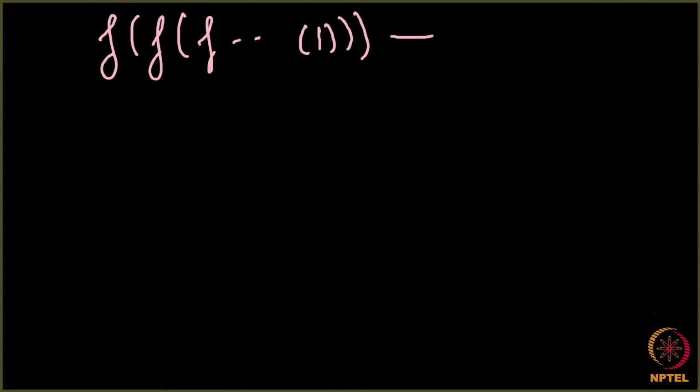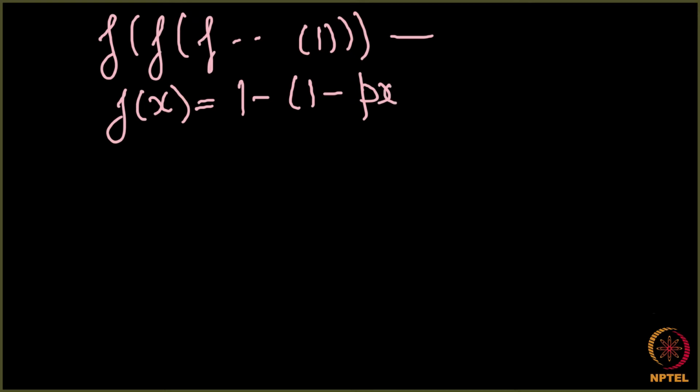Now coming to the final part of this theorem proving. What were we doing? Our aim was to find f of infinite times 1, where f of x was a function which was 1 minus px to the power of k, and we have looked at this function.